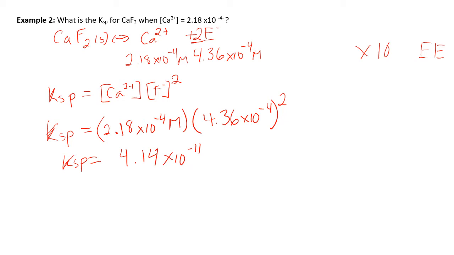Let's erase that. We'll just leave it. So that's our solubility product. Again, that's a pretty small value, 10 to the negative 11th. We're moving that decimal this way 11 times. So very, very small solubility product.